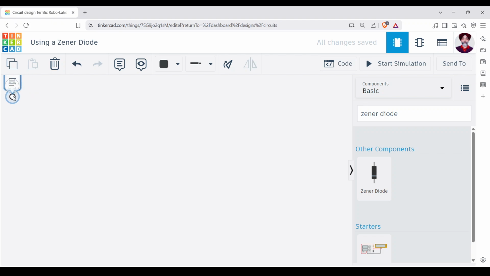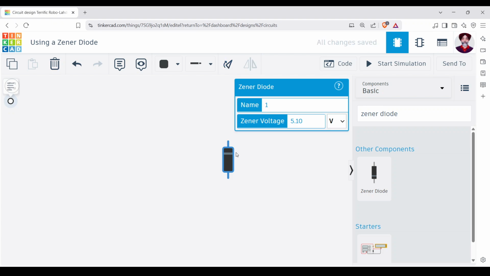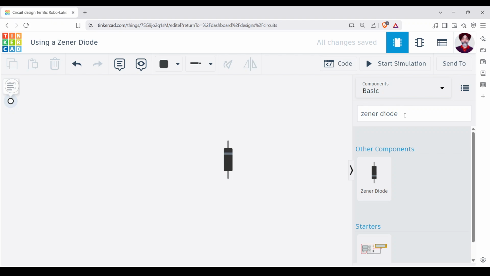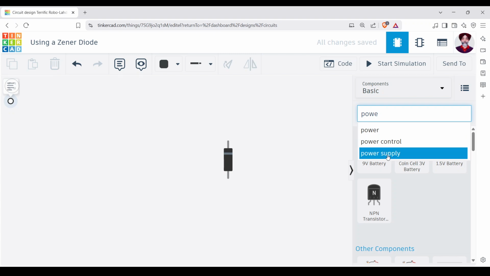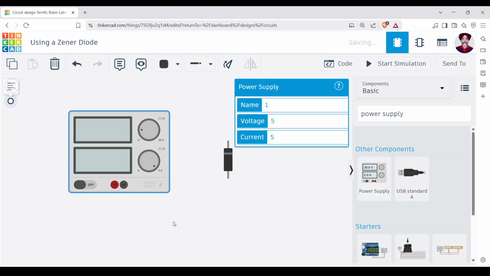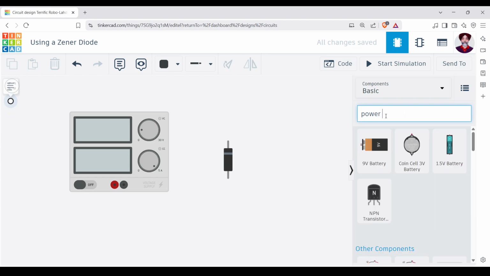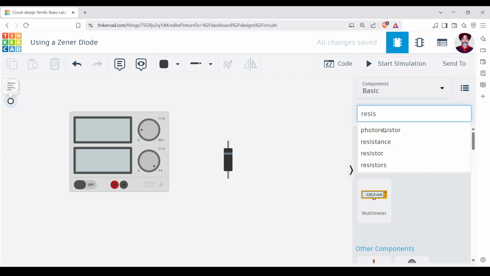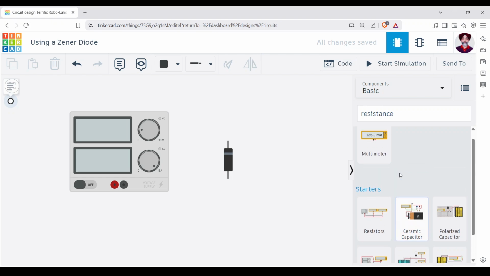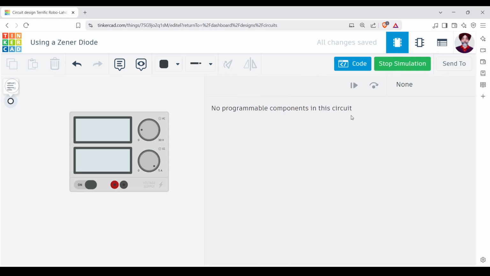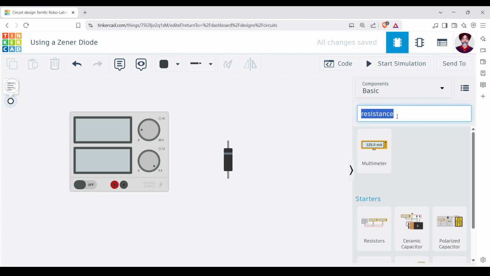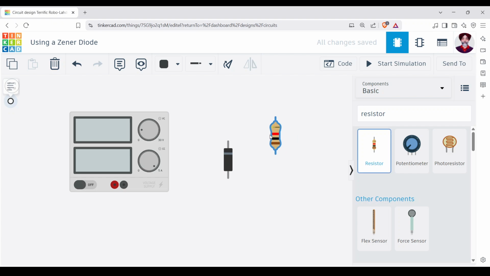We already know what reverse bias actually means. So what we are going to do is bring in a Zener diode. I'm going to bring the negative side up. We will bring a power supply, and the power supply is this one. And we will also need a resistor to limit the current. Okay, and we will bring a resistor.